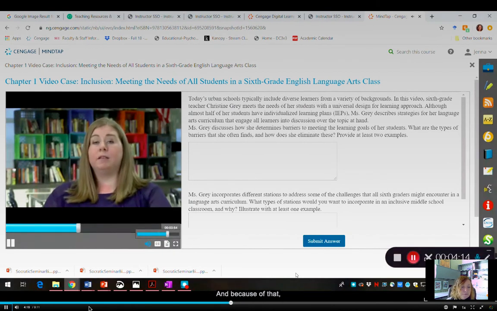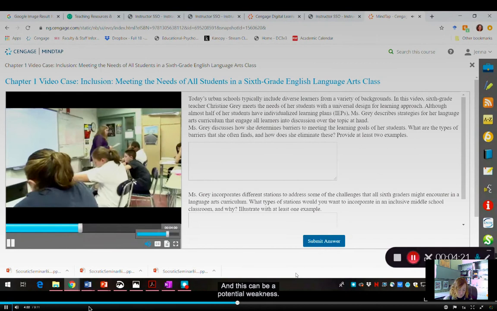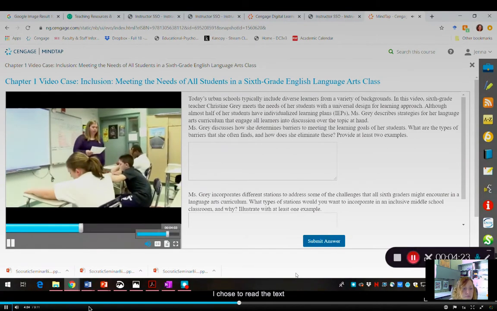Because of the challenges presented for some of these students, where so many of them receive reading instruction, and this can be a potential weakness, I chose to read the text aloud to them.